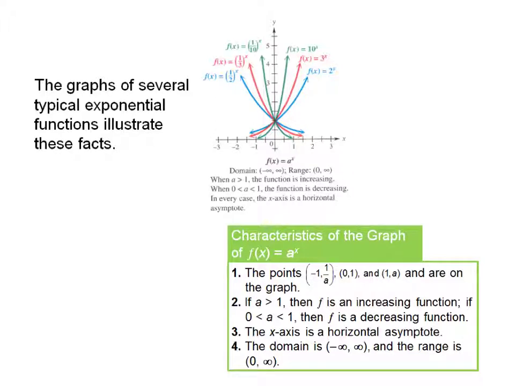if a is greater than 1, you've got an increasing function. If it's a fraction, it's decreasing. The x-axis is the horizontal asymptote. You can put in any number for the domain, and the range will go from 0 to infinity.